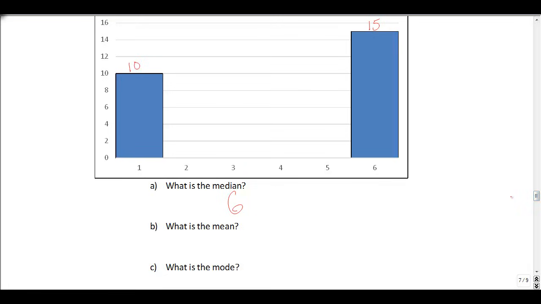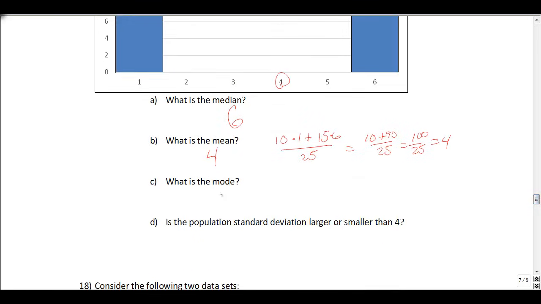The mean, well, if you look at this, I have 10 ones, that's 10 times 1, plus 15 sixes, that's 15 times 6, and I have 10 plus 15, 25 total numbers. So it's going to be 10 plus 90 over 25 is 100 over 25. That means the mean is 4. So our mean is right here at 4. The mode is the most common number. That's the 6. You note the median and the mode are common.